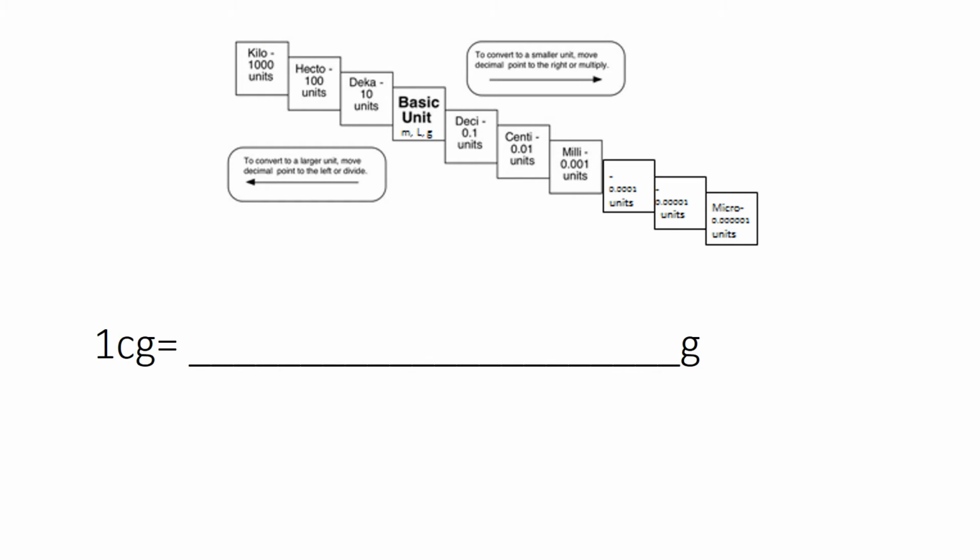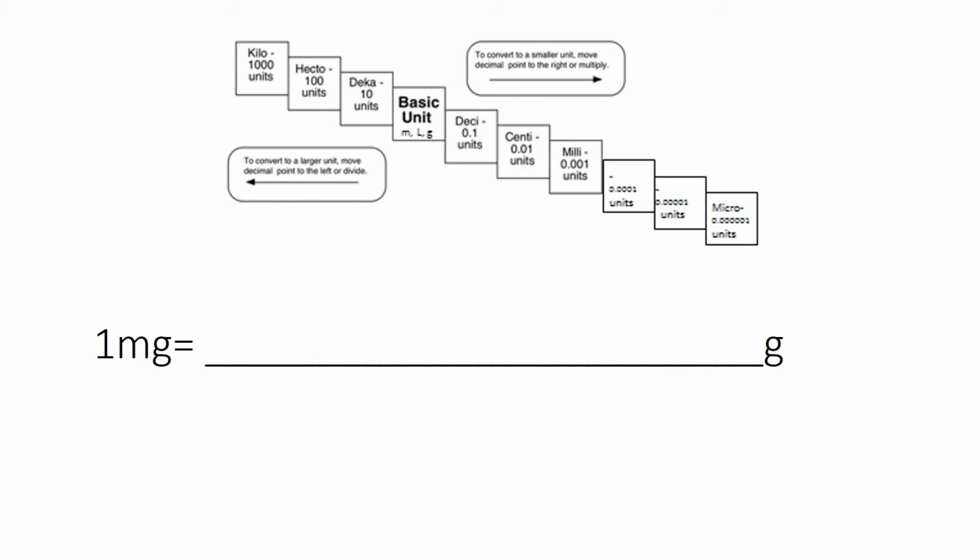In this problem, we're asked to go from centigrams, which is right here, to grams, which is our basic unit. So we'll be moving 1, 2 steps to the left, which means our decimal is also going to move 2 steps to the left. So my decimal is assumed to be right after the number. So I'm going to move 1, 2 spots to the left. So 1 centigram is equal to 0.01 grams.